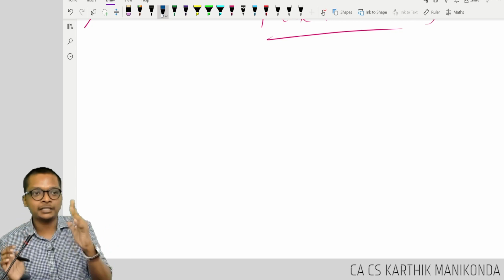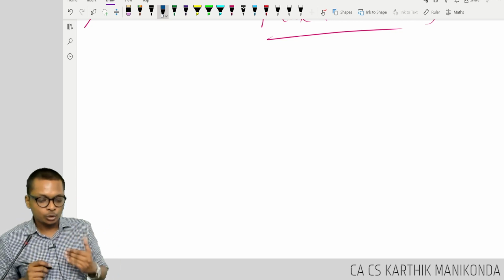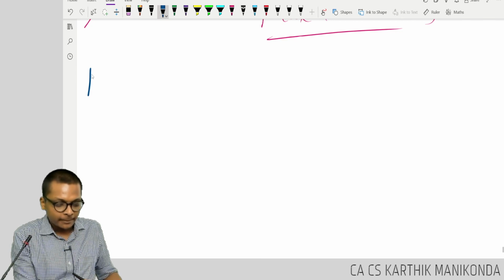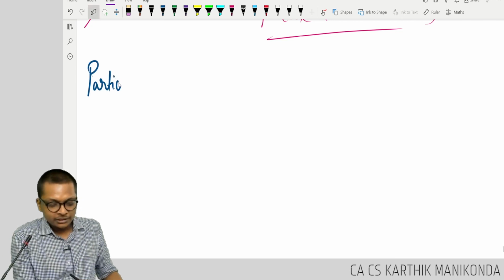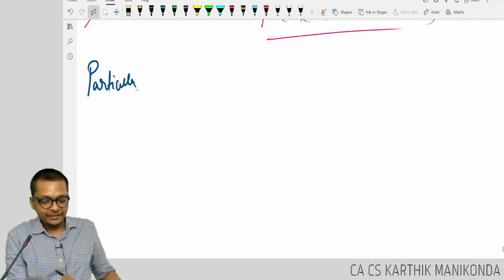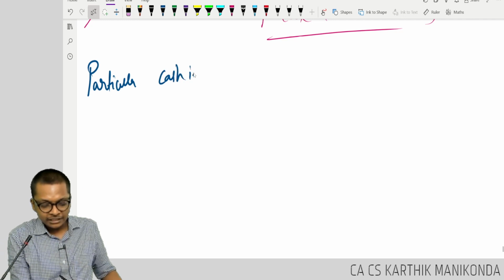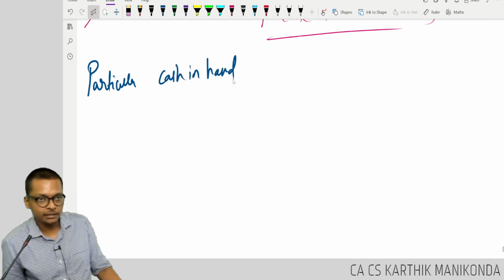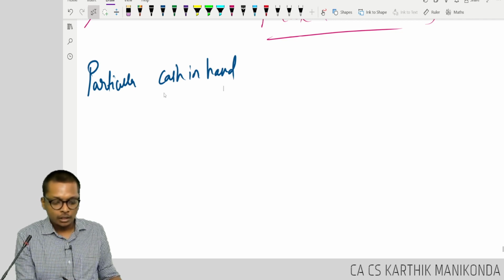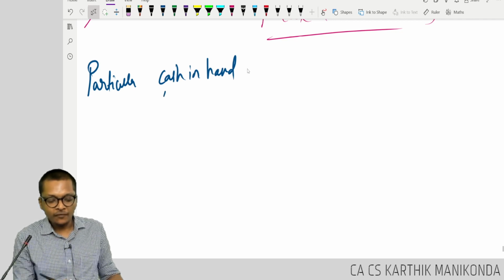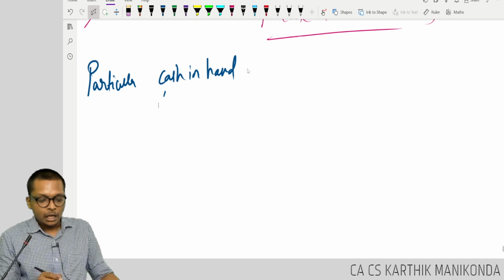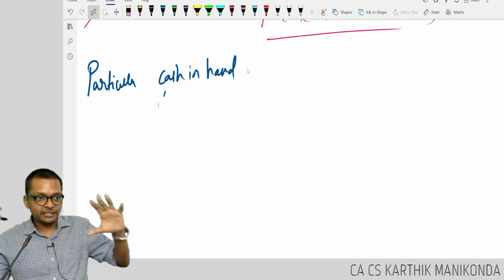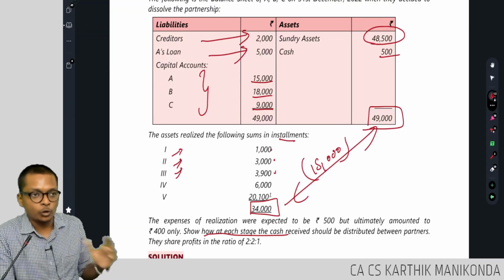ICAI 100% allows this. Don't even worry. So I will prepare a statement like this. Big one, particulars. Then I will write cash in hand. After writing cash in hand, how many columns? It's a statement. How many columns to open?